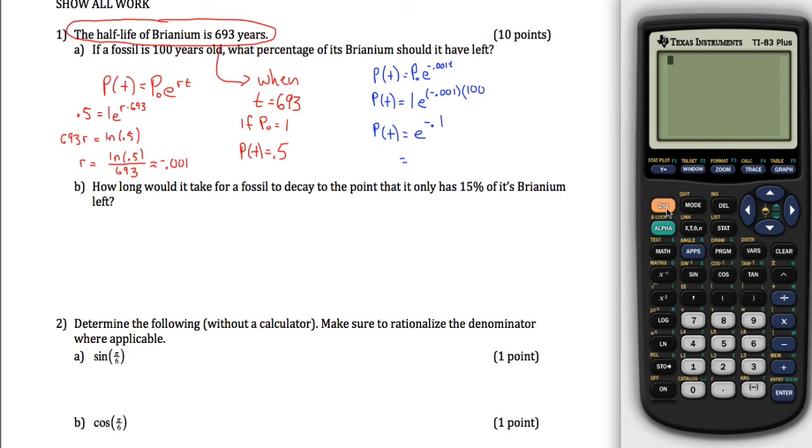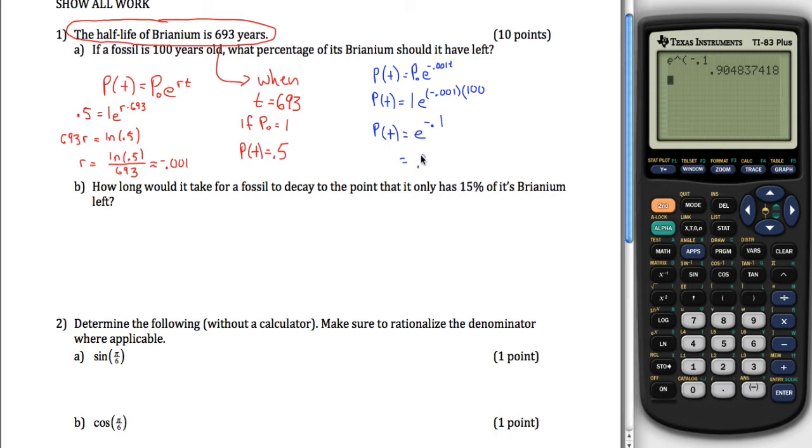You get this little e to the x button down here. So if you hit second natural log, you get e raised up to the, and then we want negative 0.1. And what you get is that this is equal to 0.9048. I don't know, 905 maybe, good enough. Say approximately 0.905 or 90.5%. So that's how much should be left after 100 years, which makes sense if it takes 693 years to cut in half. After only 100 years, yeah, 90% left.